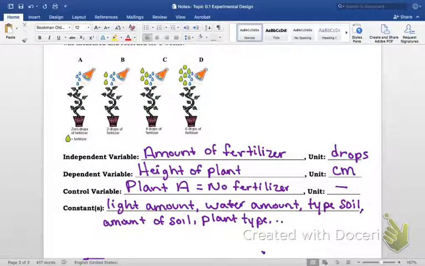So depending on the experiment, the amount of constants you have may vary depending on what you have going on. So I hope this video helped give you, again, just a quick summary on what's the difference between our different types of variables.